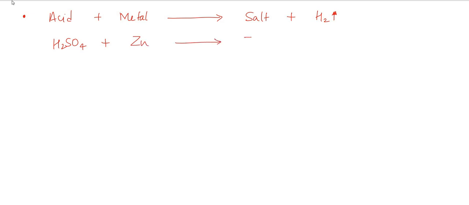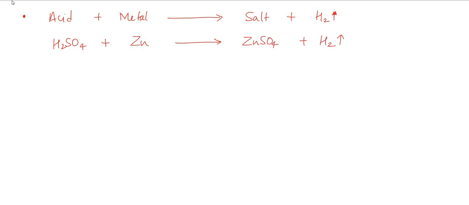Coming to next property, when acid reacts with a metal, it forms a salt and liberates hydrogen gas. Whenever an acid reacts with a metal, for example, let's take an acid, sulfuric acid, H2SO4. When it is reacting with zinc, it will form ZnSO4 plus H2. Hydrogen gas will liberate.